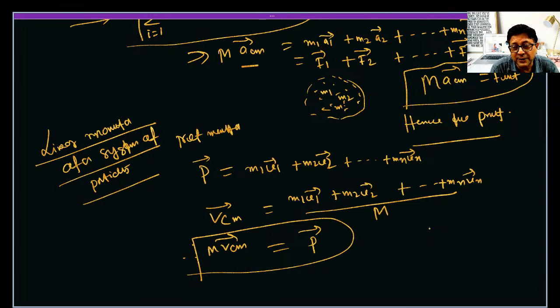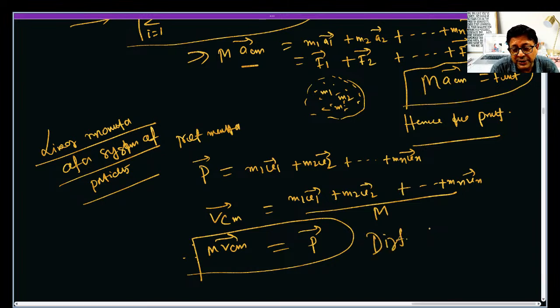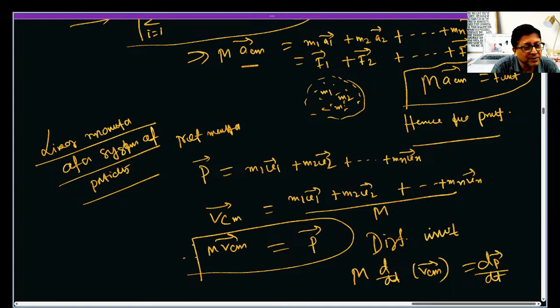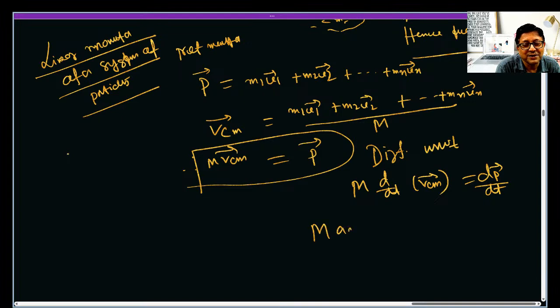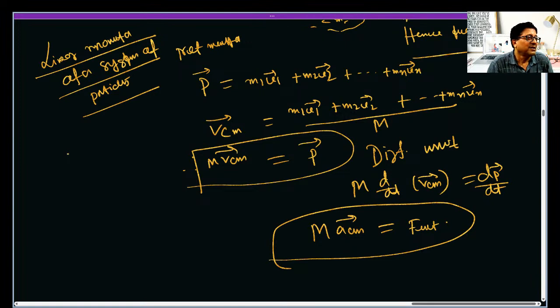Now, if you differentiate this with respect to t, what do you get? M d/dt of VCM equal to dP by dt. d/dt of VCM, what? Just as we have seen, M into ACM. dP by dt is what? F external. This one also supports that dP by dt is the net rate of change of momentum.